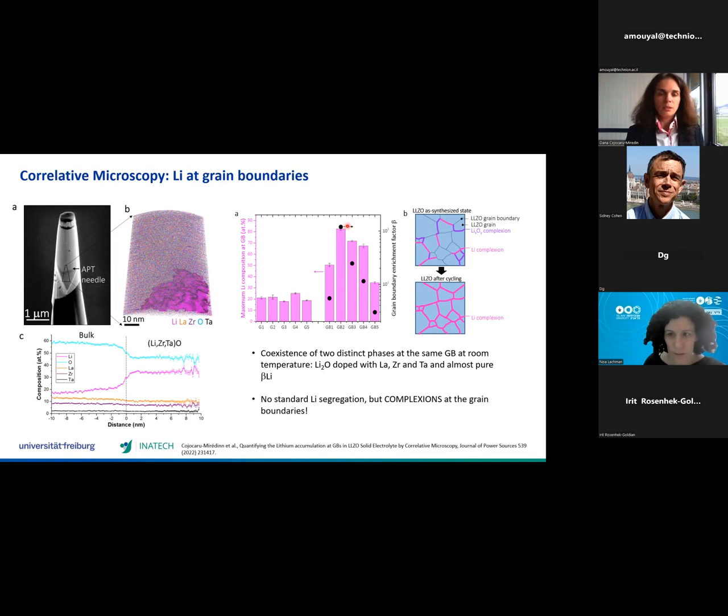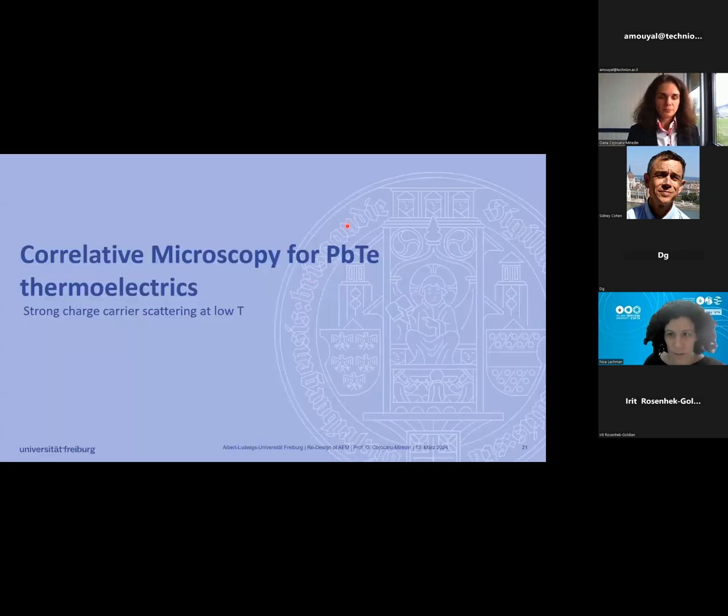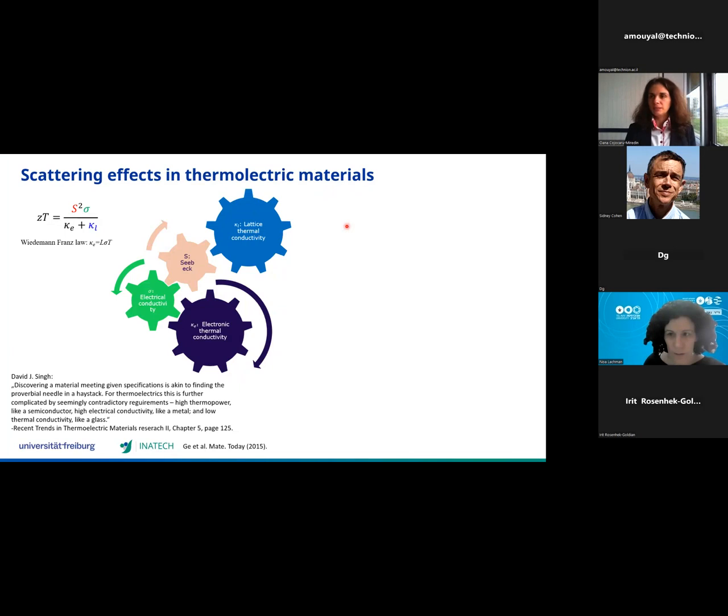And now, last but not least, I'm going to show you the correlative microscopy for the lead telluride thermoelectrics. And here we have a nice example of thermoelectrics. We know, and I said at the beginning, that the thermoelectrics is defined by the ZT parameter. And in order to have high efficiency, we want a high ZT parameter. But how can we have this high ZT parameter?